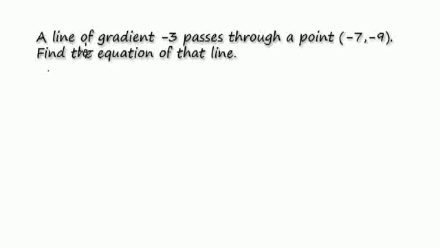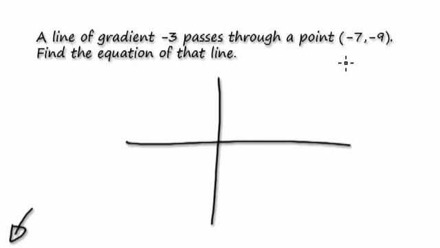So now a line has a gradient of minus 3. It passes through this point. Find out the equation of that line. So draw the diagram just to get a rough idea of what's going on. So press pause and have a go. Okay, let's draw a rough diagram. It passes through this point here, minus 7, minus 9. So I'm going to guess minus 7 to be around here, minus 9, probably here.